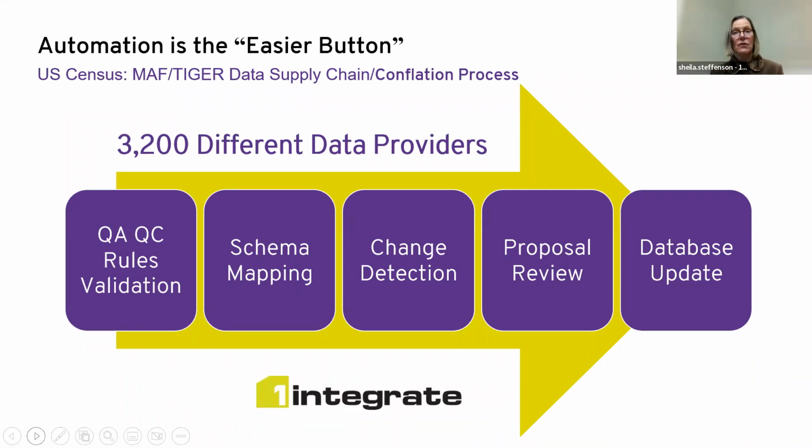So what we implemented for them was an automated workflow process. As the data is delivered to the US Census, the first thing that happens is it's QA/QC'd through the rules validation in the engine to make sure it's going to meet the census requirements. Once it passes that, it goes through an automated schema mapping. And once the schema mapping is established, the engine performs an automated change detection. What is new in this submission from what is already existing in the current MAF/TIGER?